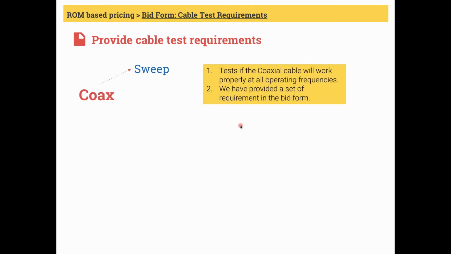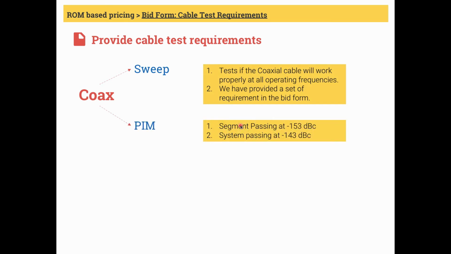Number one, sweep. You will need sweep test for all coaxial cable. Specify the bands you want the vendors to sweep, type of tests, and passing threshold. Do you want them to do just segment test or both segment and system tests? In the template bid form, the tests I have shown will be acceptable by most, if not all, the carriers.